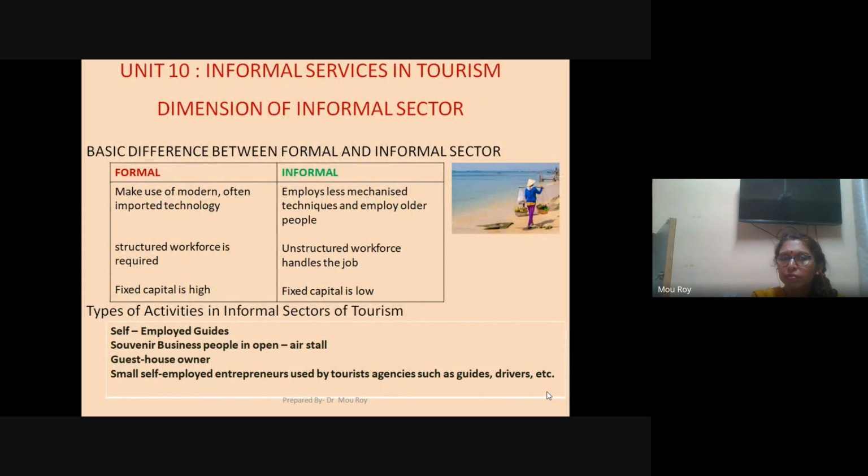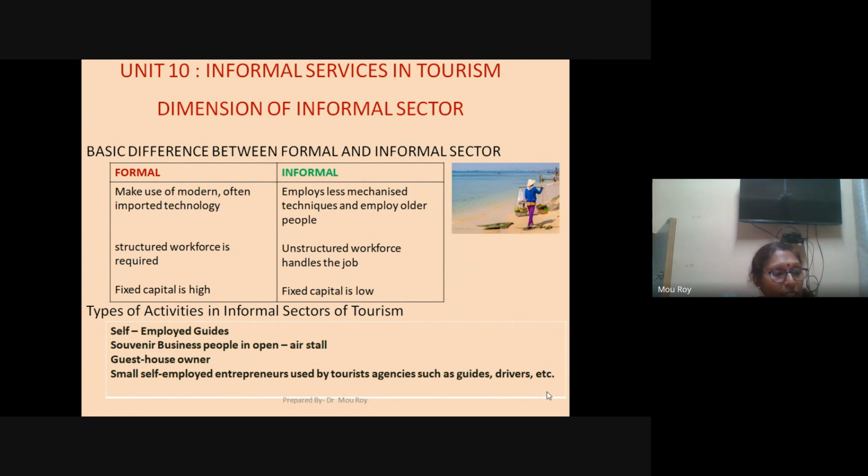So this is about tourism accommodation. I have another small video about it. The last unit is unit 10. Let me just, I'll show you the video later on, after I finish this. There's only unit 10, that is about informal services in tourism, like the basic difference between the formal and informal sector. Unit 10 is about the informal services in tourism.